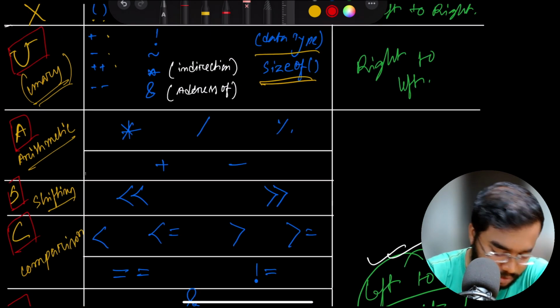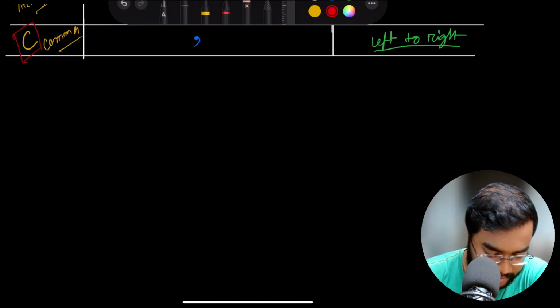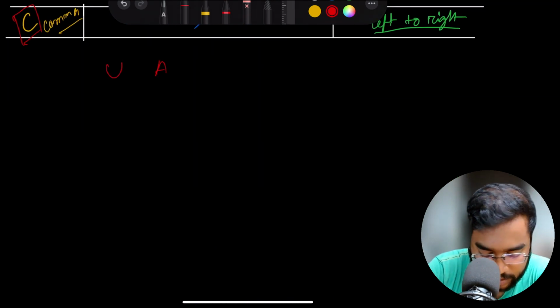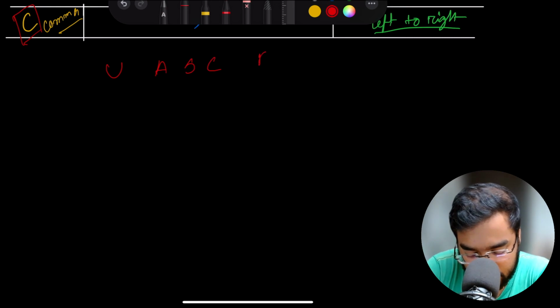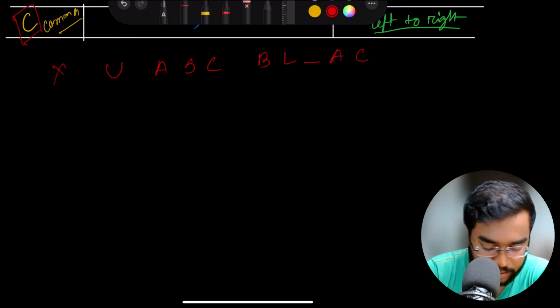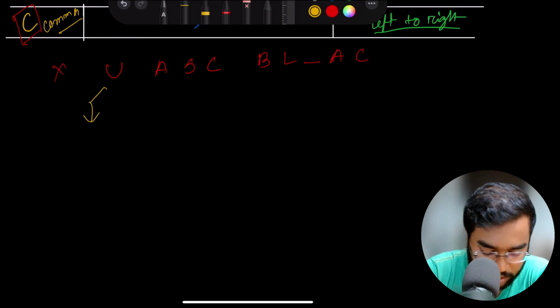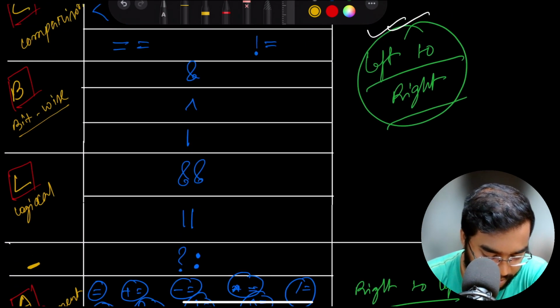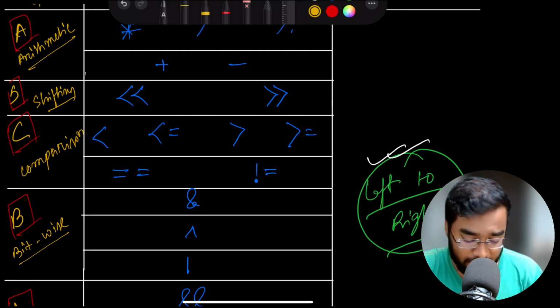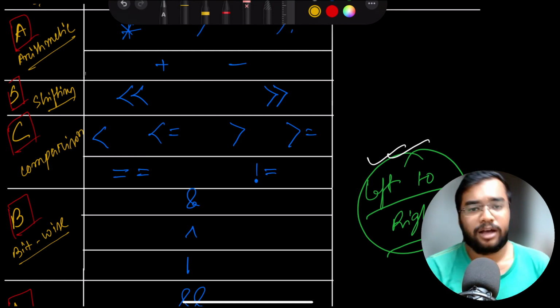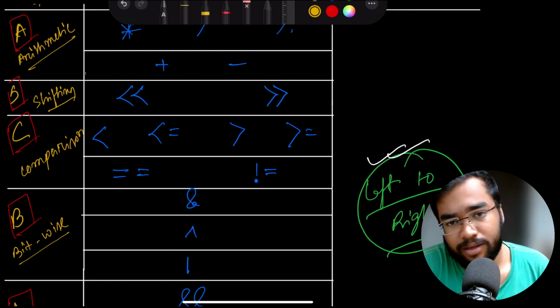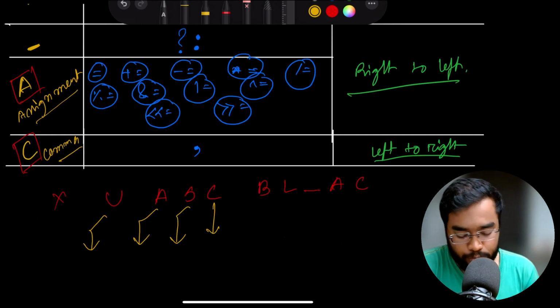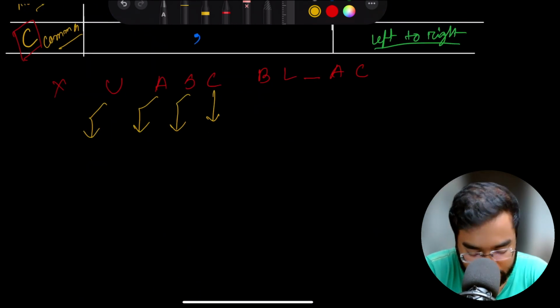So what we can see: U A S C B L A C. That means U A S C B L A C, and here it is a cross. So U means unary, arithmetic, shifting, comparison. Why have I written comparison here? Because these are relational operators, but if I put R, then the shortcut form won't be that perfect. Okay. So to make you guys understand, I have used comparison here.